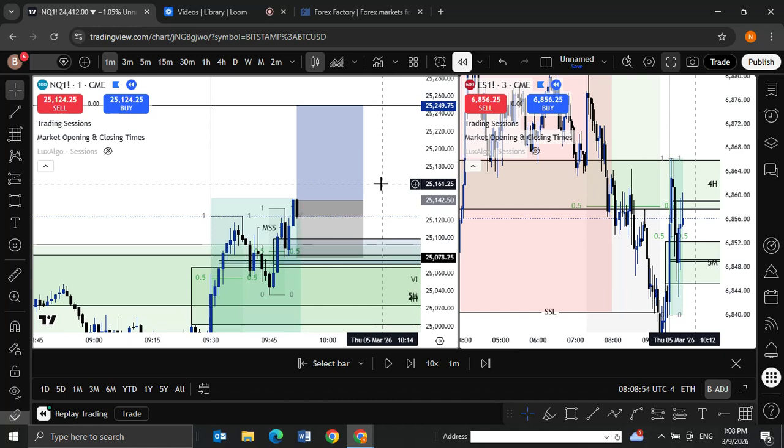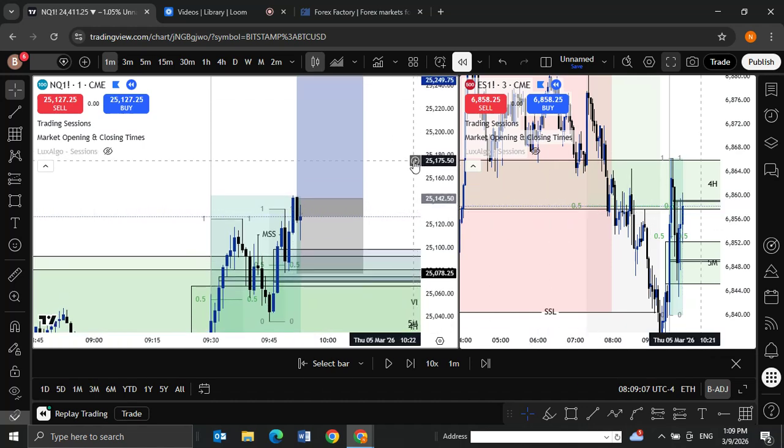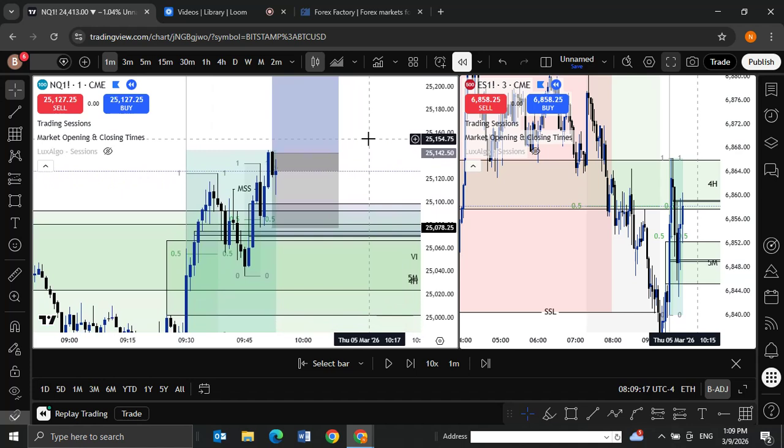Okay, price goes down. Oh, by the way, I just realized price didn't close above the 3 minute fair value gap. Would that be a big problem for me? I don't know. I personally think that it's not a problem. I would hold the trade.